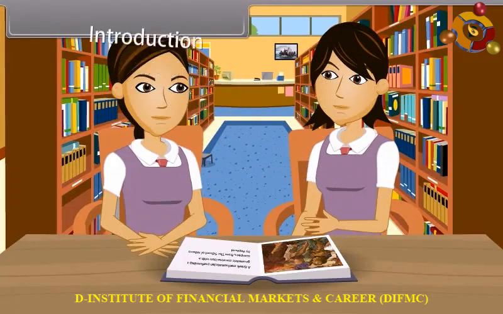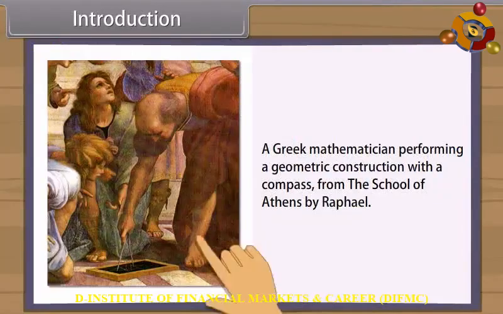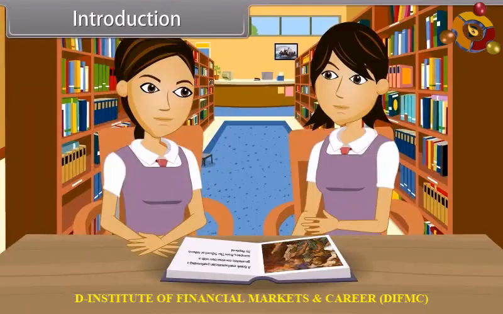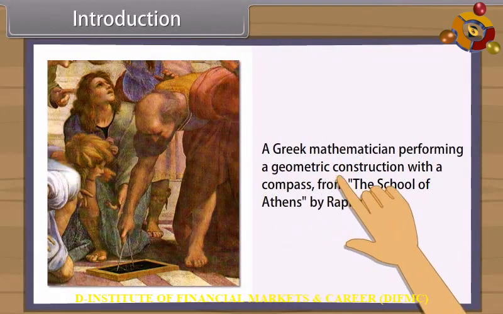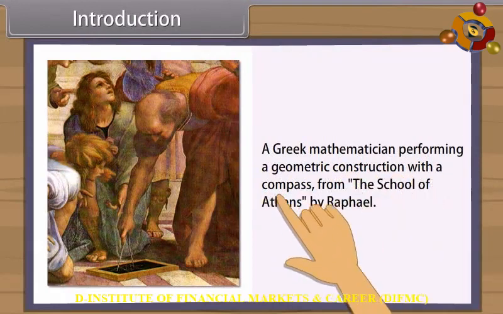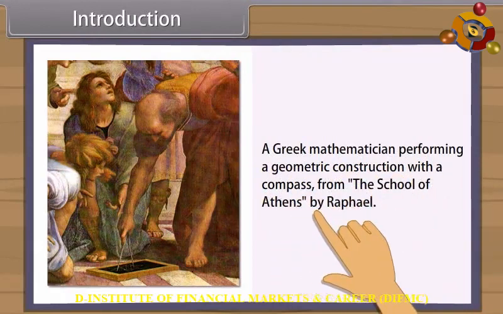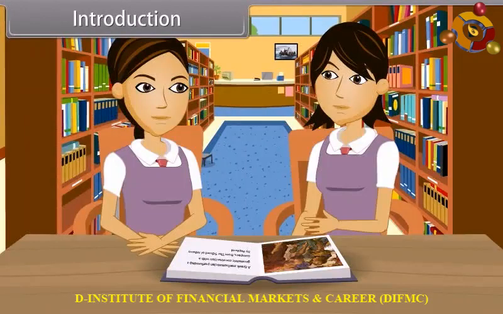Introduction. Hey, look at this picture. A Greek mathematician performing a geometric construction with a compass, from The School of Athens by Raphael. Do you know how geometry originated? It appears to have originated from the need for measuring land. You know, today our teacher is going to teach us a different form of geometry. What is that?